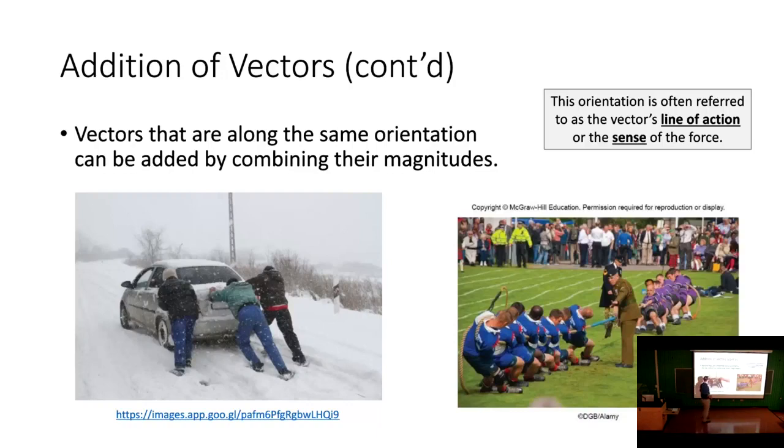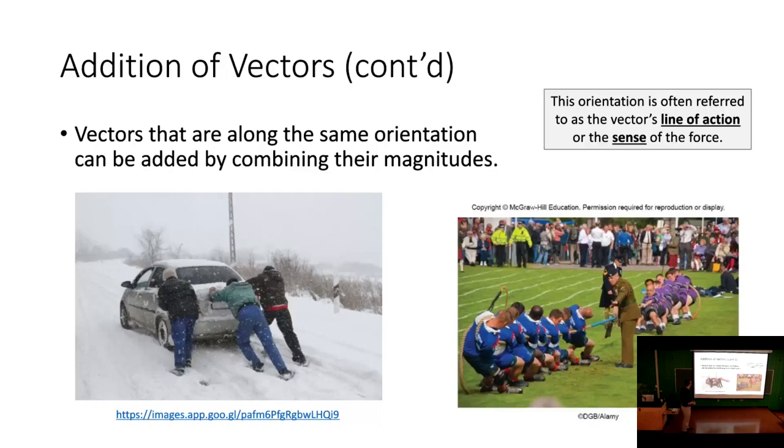And we can do that as long as they are along the same line of action. Sometimes we'll call that the line of action or the sense of the force, but the idea that we're looking at, for example, this tug of war example, everybody is applying a different force, but they're all applying it in the same direction, in the direction of the rope, as it were. Make sense?